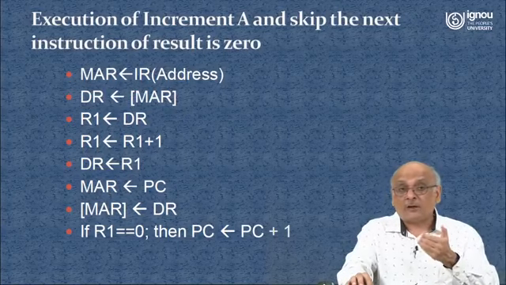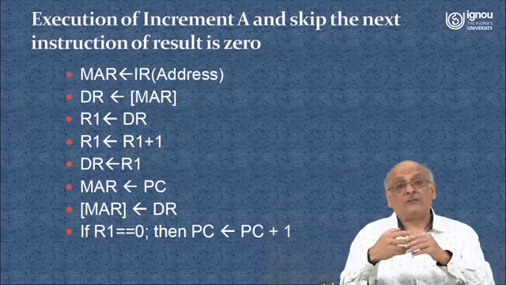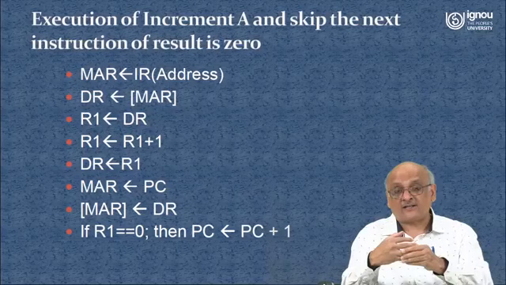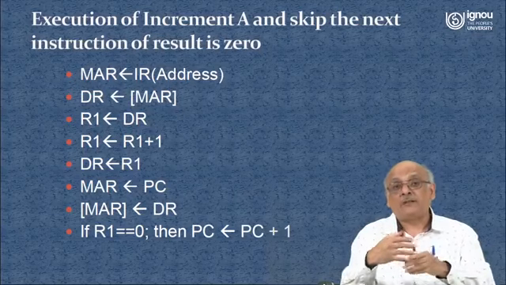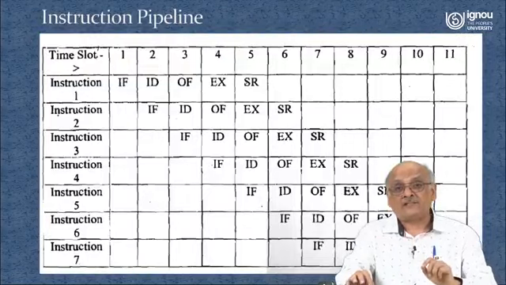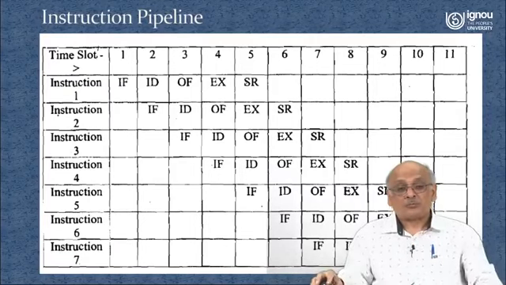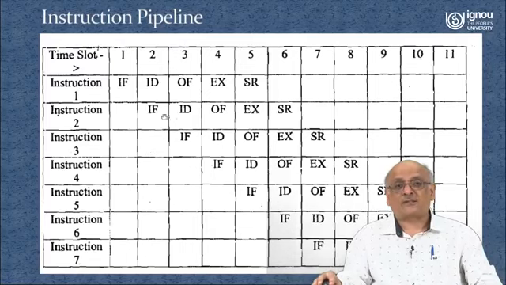There has to be a lot of cohesion between the bus, the ALU, all the registers, and the control unit, because that is how the whole sequence of operations is going to be performed. Now moving on to the next statement, this is instruction pipeline.